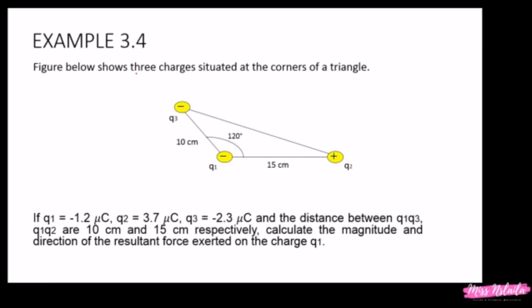Example 3.4. The figure shows three charges situated at the corners of a triangle. Q1 is negative 1.2 microcoulomb. Q2 is 3.7 microcoulomb. Q3 is negative 2.3 microcoulomb. And the distances between the charges are 10 cm and 15 cm as shown in the figure. Calculate the magnitude and direction of the resultant force exerted on Q1. So we want to find the total force on Q1 only.